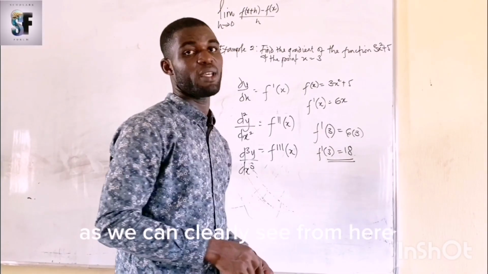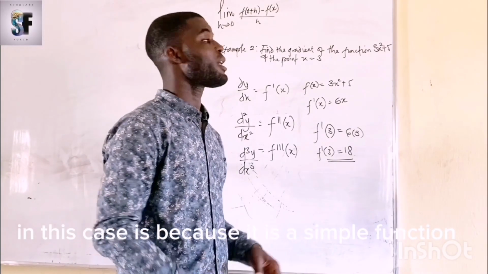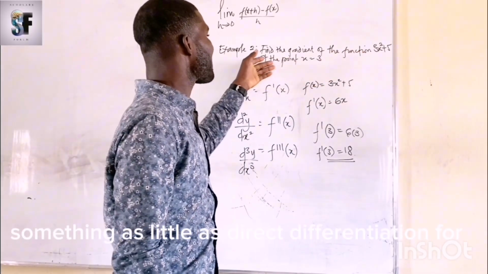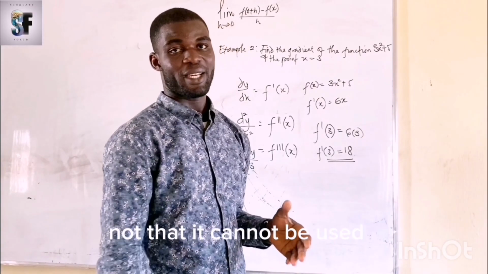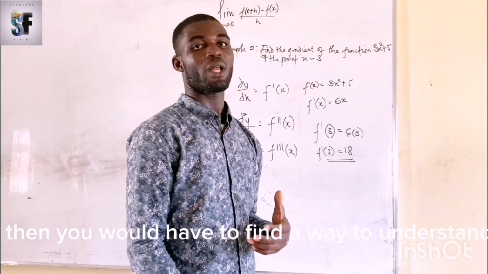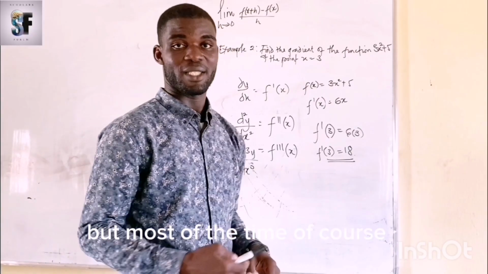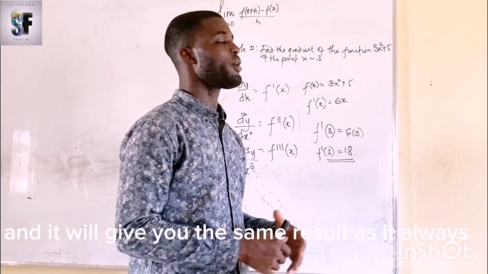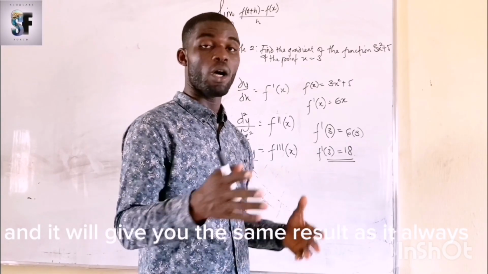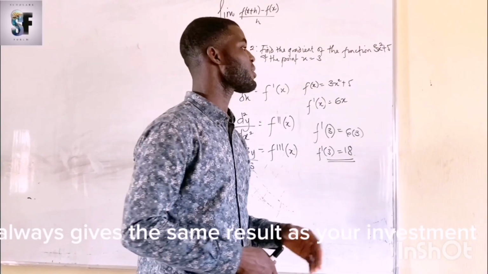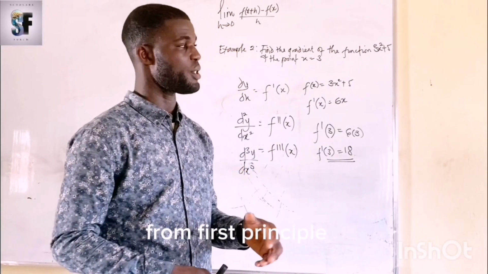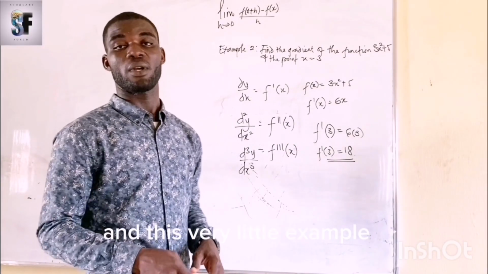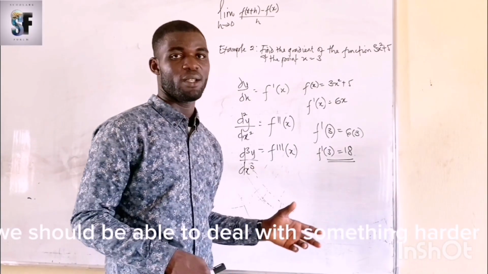So you can clearly say from here, the reason why we're using direct differentiation in this case is because it is a simple function. Now there are functions that we cannot use something as little as direct differentiation for. Not that it cannot be used, but then it's cumbersome. But most of the time, of course, you could end up using your direct differentiation and it will give you the same result as your differentiation from first principle. Now, this is an example of finding gradients. I believe that with this very little example, we should be able to deal with something harder when we get to that point.